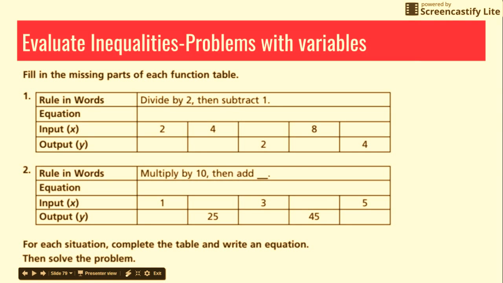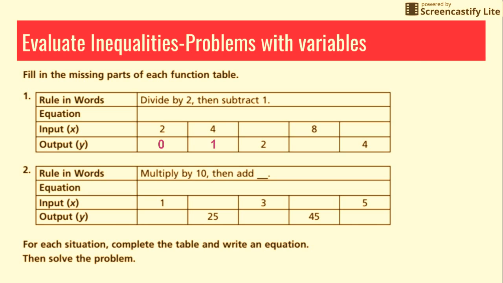So for this one, for example, it gives us the rule. It says the rule is divide by 2 and then subtract 1. So if I look at my first input, it is 2. I need to take 2 divided by 2, which is 1, subtract 1, I get 0. Now my next input is 4. 4 divided by 2 is 2. 2 minus 1 is 1.